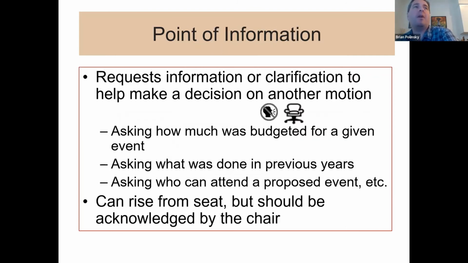Another type of point is a point of information. This is a request for information or clarification to help make a decision on another motion. Not debatable, and it's one that's recognized by the chair. So some examples are just asking how much was budgeted for a given event, asking what was done previously, asking who can attend a proposed event, really any piece of information that would be necessary to help the body make their decision. So the person asking for a point of information can rise from their seat or raise their hand, but should be acknowledged by the chair before making that point of information request.